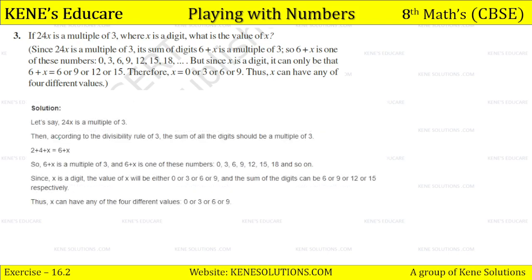Let us say 24x is a multiple of 3. So according to the divisibility rule of 3, the sum should be divisible by 3. So 2 plus 4 plus x is equal to 6 plus x. So 6 plus x is a multiple of 3 and 6 plus x is one of these numbers, 0, 3, 6, 9, 12, 15, 18 and so on. Since x is a digit, the value of x will be either 0 or 3 or 6 or 9, and the sum of the digits can be 6 or 9 or 12 or 15 respectively. Thus x can have any of the four different values, 0, 3, 6 and 9.